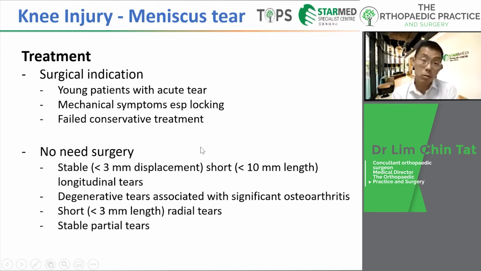So when do we actually do surgery? When they have locking, I think it's an easy decision. We should do surgery. When they fail conservative treatment, we give them medicine, we give them painkillers, we send them for physiotherapy, and they still persist, still have pain, and then we will do surgery.